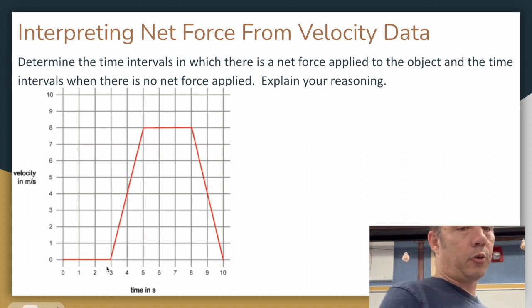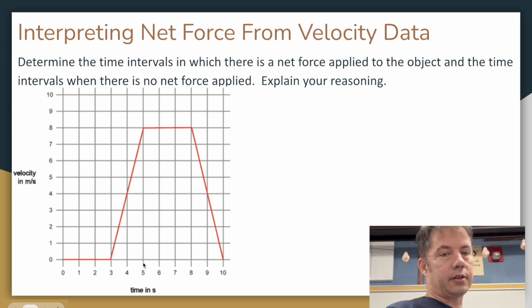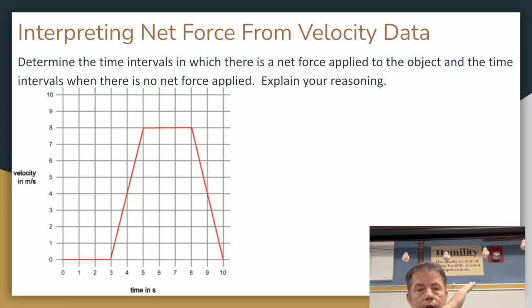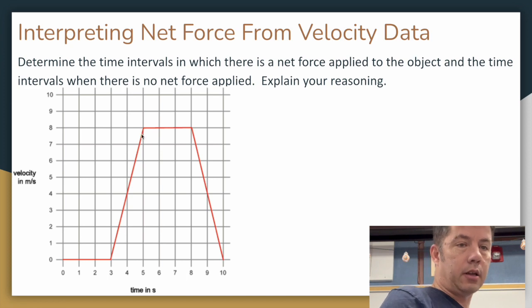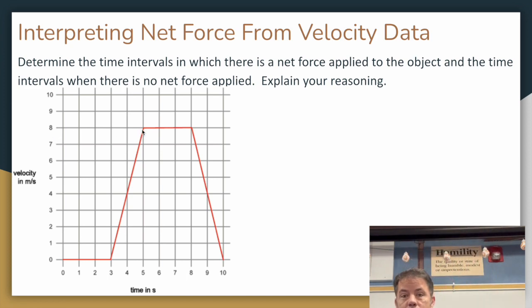All right, let's look at 3 seconds to 5 seconds. We've got a very sharp, steep, straight line. So that's a velocity graph. Velocity starts at 0, but where does it end? At 8 meters per second. Did the speed get faster? Yes. It increased all the way from 0 to 8 meters per second. It's increasing. That means it's speeding up, which is acceleration, which means there's a net force.